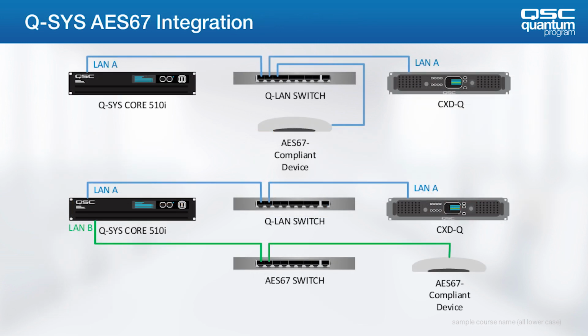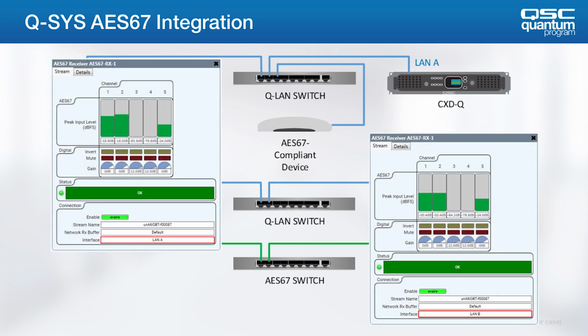Now, another audio transport commonly integrated into Q-SYS is AES67, which has been supported since Q-SYS Designer version 6.0. Like software-based Dante, the interface used by the AES67 transport can be selected in software. AES67 can be integrated with QLAN using LAN A as shown in the top diagram, or separated onto LAN B as shown in the bottom diagram.